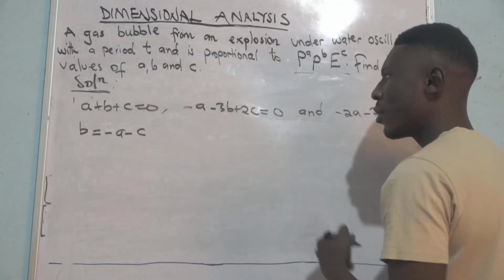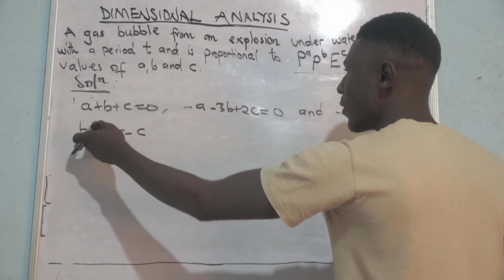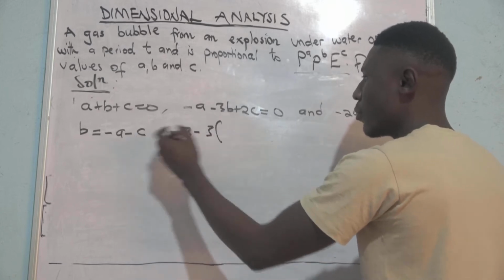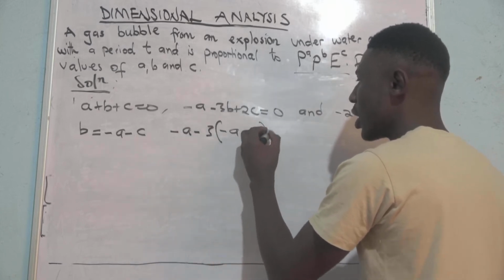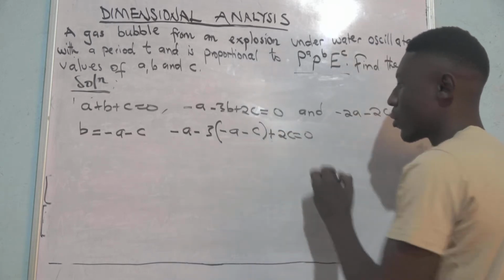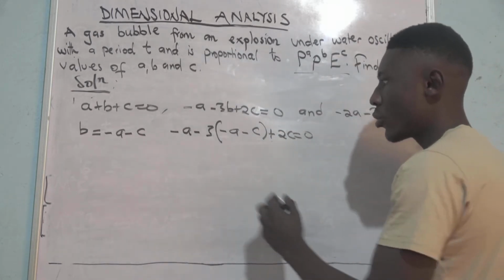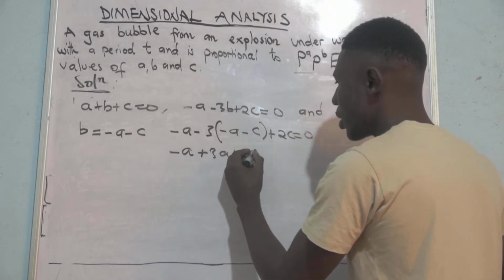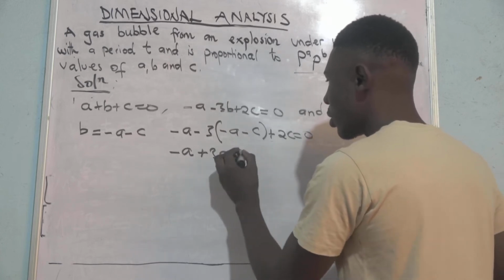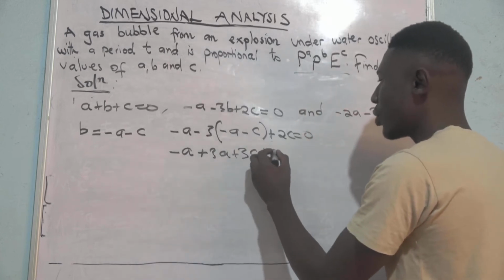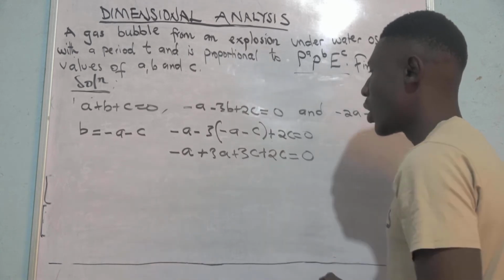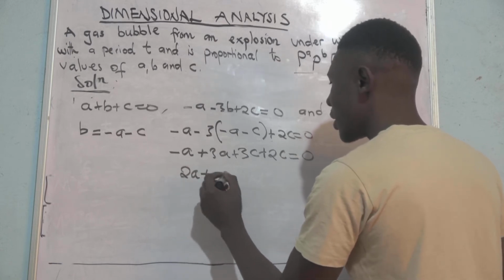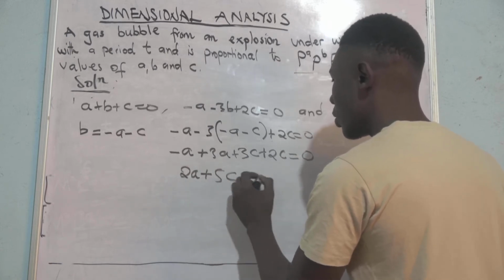Now this second one, wherever we have b, we're going to substitute with what we have here in the first equation. So this will give us negative a minus 3 multiplied by what we have for b, which is negative a minus c. Then we say plus 2c, which is equal to 0. So we're going to continue working with this equation. Now we're going to get negative a plus 3a plus 3c plus 2c, which is equal to 0. Now grouping the like terms together, we're going to get 2a plus 5c, which is equal to 0.